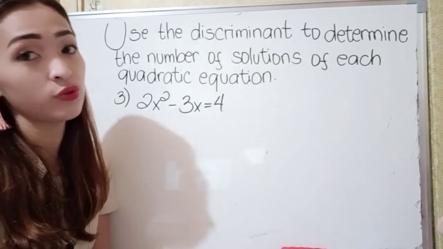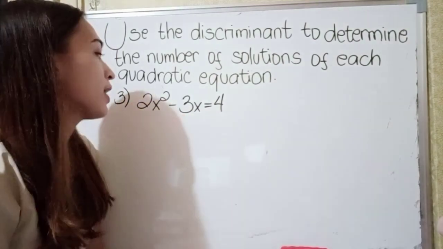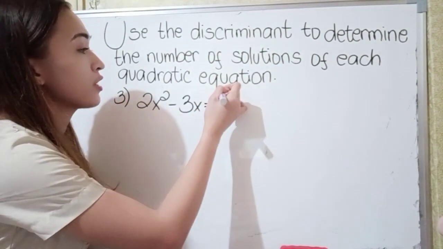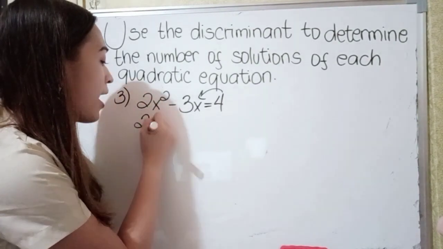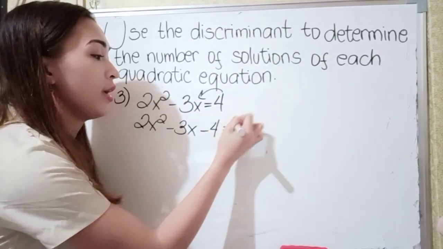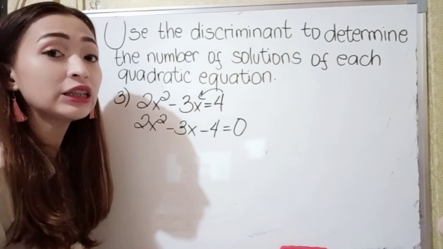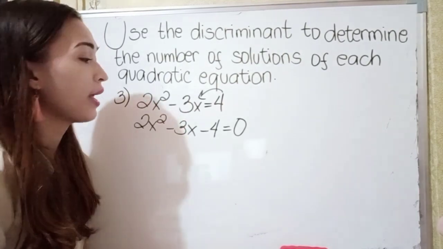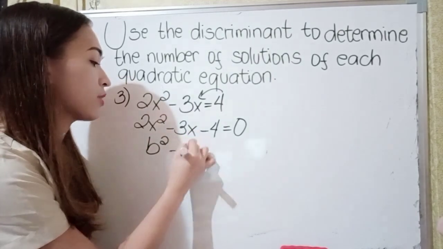What we're going to do is just substitute the values of a, b, c into the formula. First, transpose 4 to the left. So it will become 2x squared minus 3x minus 4 equal to 0. Just write it in standard form first. Next, our discriminant again is b squared minus 4ac.